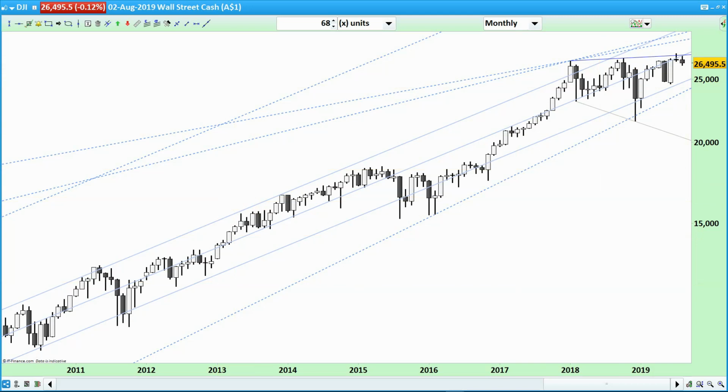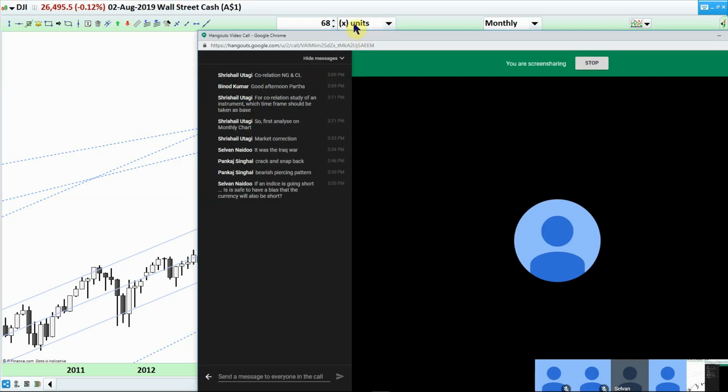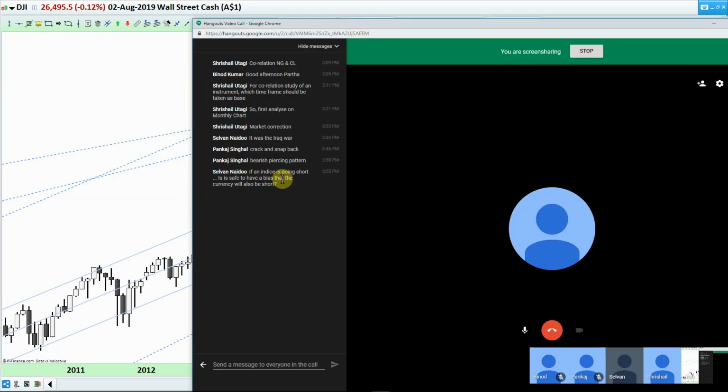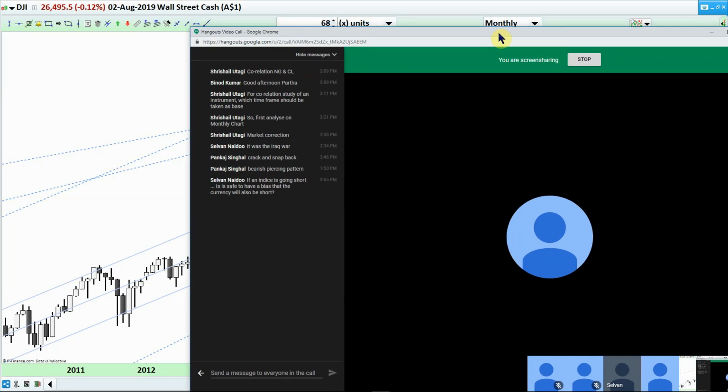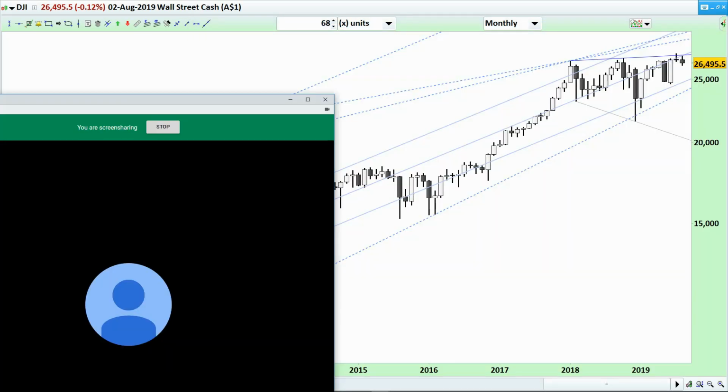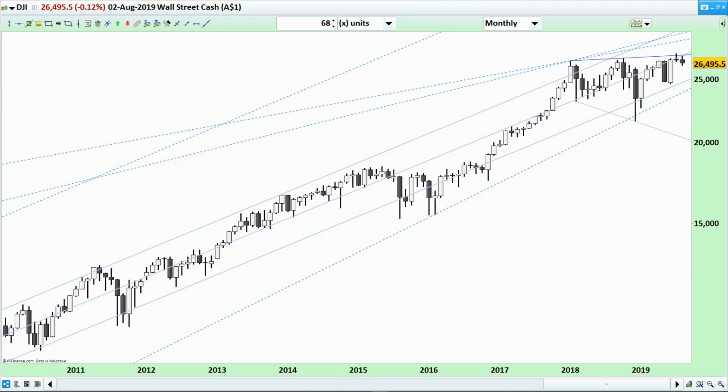Selvan is saying, if an index is going short, is it safe to have a bias that the currency will also be short? So Selvan is asking, if an index is going short, is it safe to have a bias that the currency will go also short? Okay. So what he is asking, if I have to answer, try to answer that. That's a very good question.